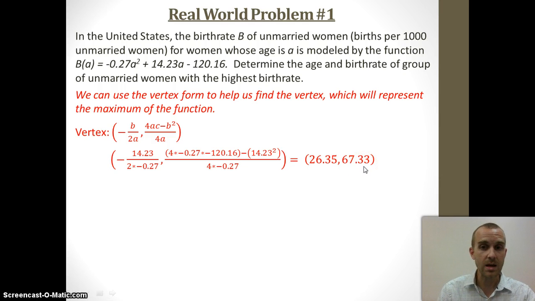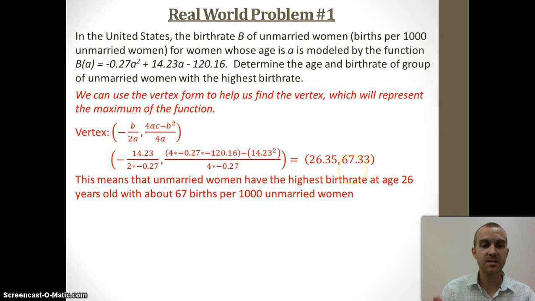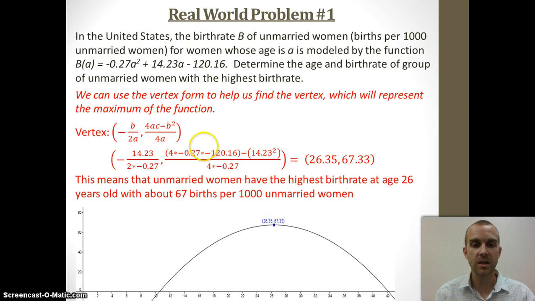Well, what does that mean in context of this problem? It means that 26-year-olds have the highest birth rate, and they're having about 67 births per 1,000 unmarried women. Now, if you forgot this form, you could also just graph the function if you have a graphing calculator or some other program that will allow you to graph. And then from there, find the maximum of that function, and you'll get the same solution.